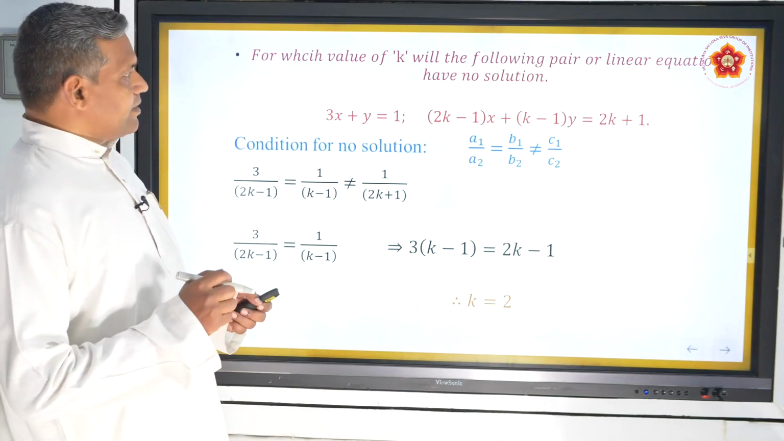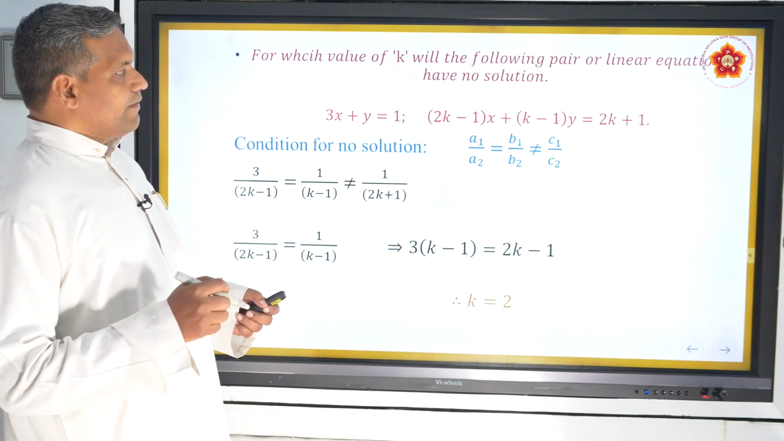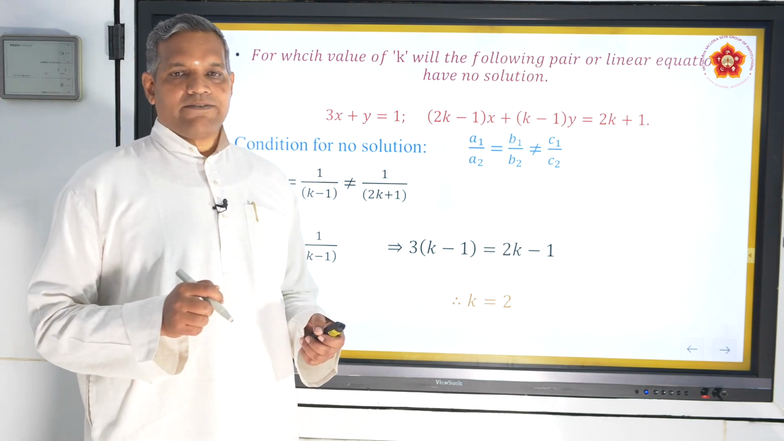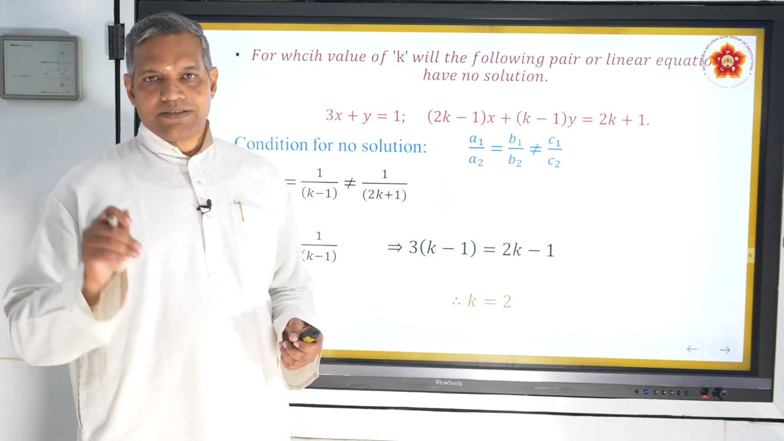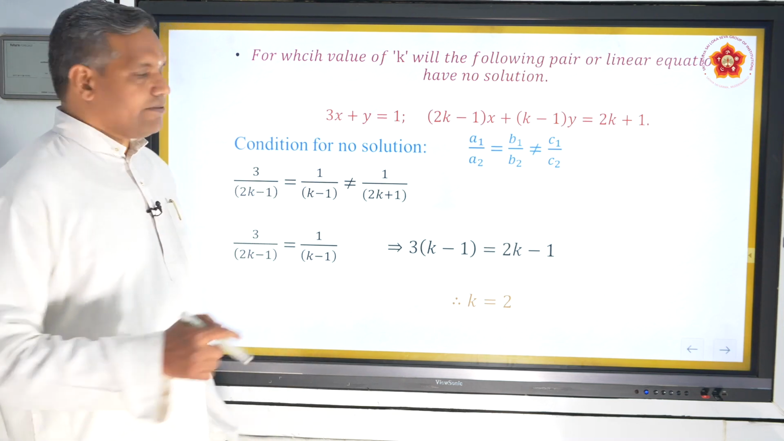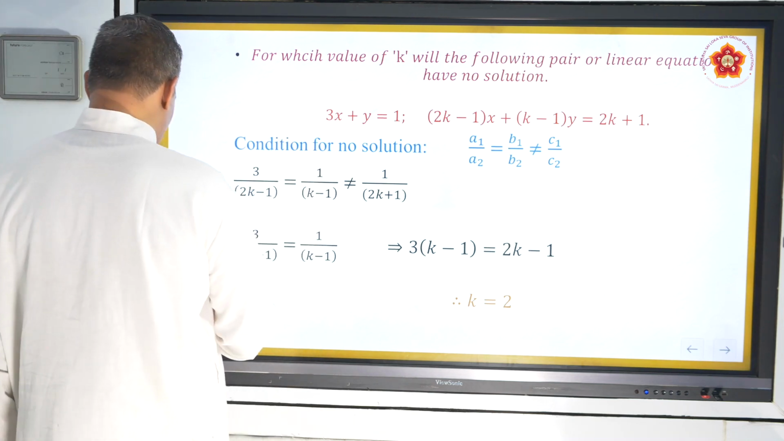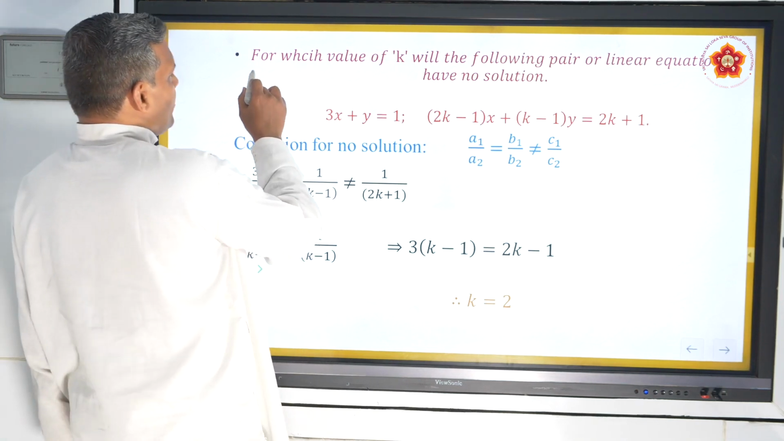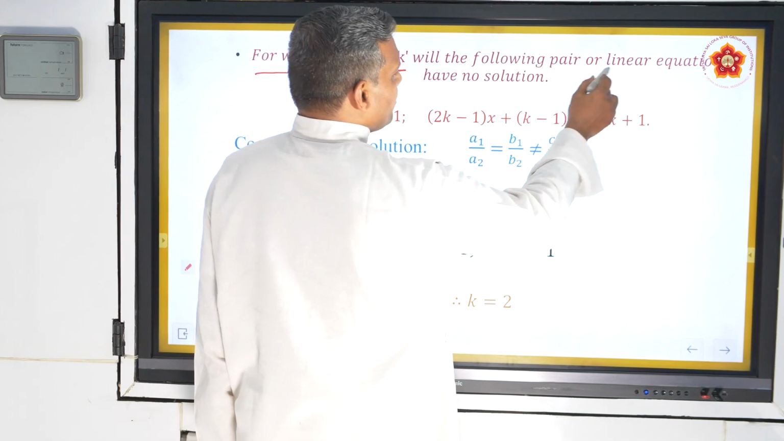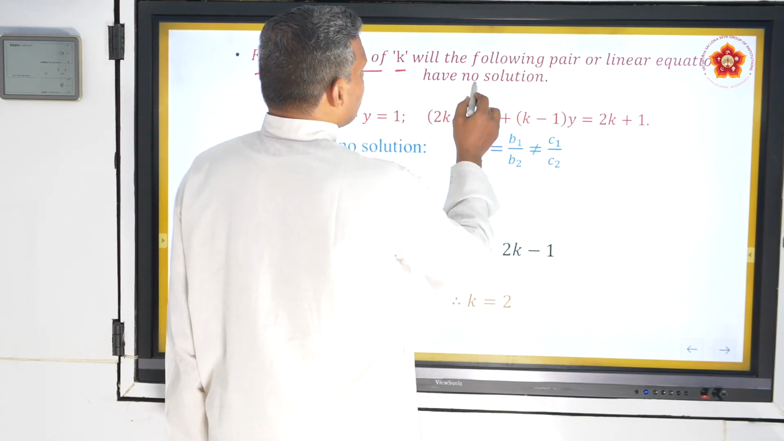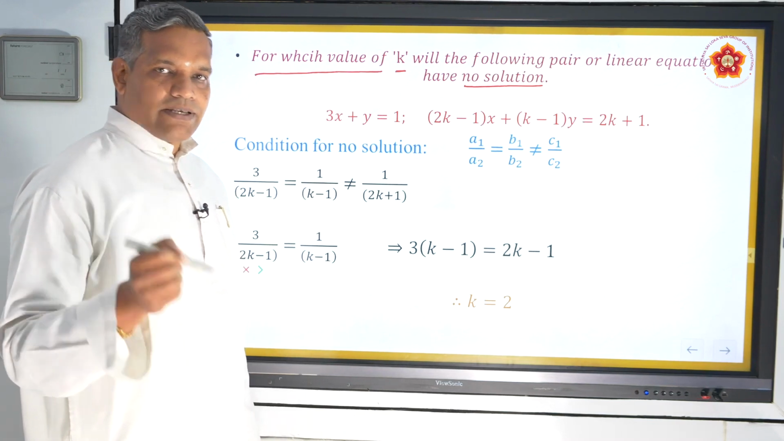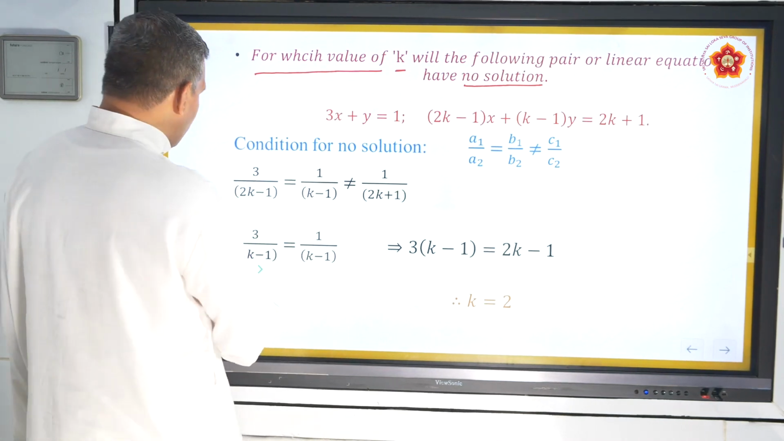In this slide, this is a separate sum where many students get doubts, like how do I find the value of k? They get scared of such a simple thing. Let me explain it very quickly but very easily. The question being, for which value of k will the following pair of linear equations have no solution? By now you know the condition for no solution. What is the condition for no solution?